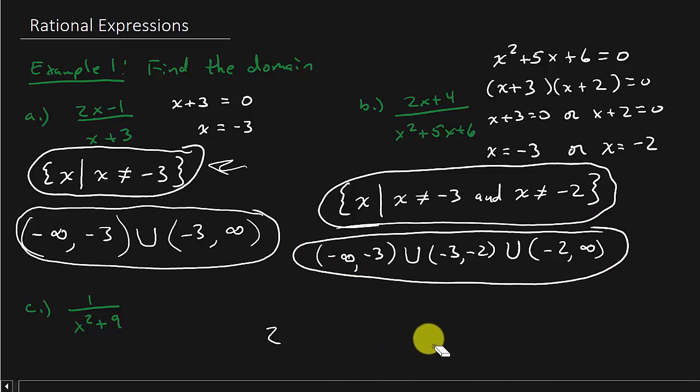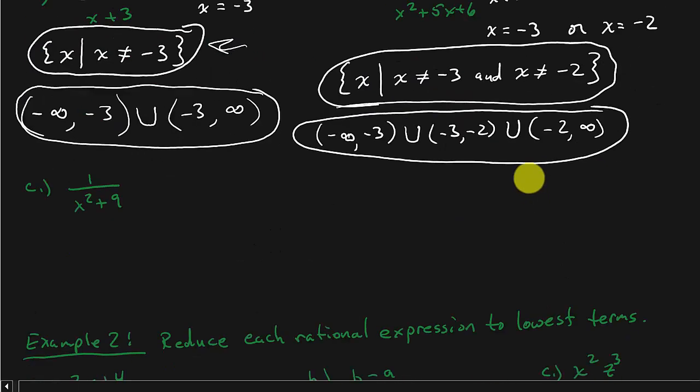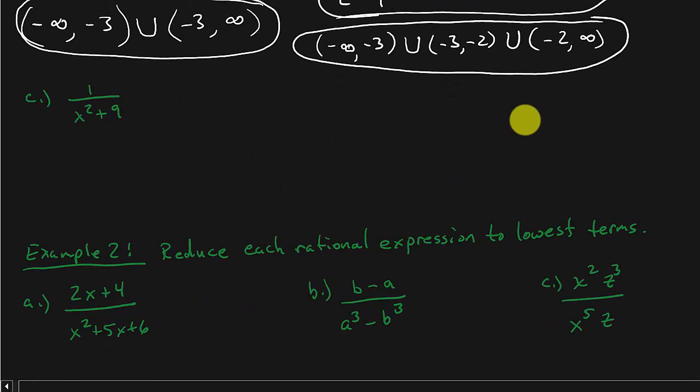All right, now let's look at the last one. So I've got x squared plus 9 in the denominator. So when is x squared plus 9 equal to 0? Well, if I go to solve this, I get x squared equals negative 9, right? If I move the 9 over. Well, you can't take the square root of a negative number. If you do, it's an imaginary number, okay?